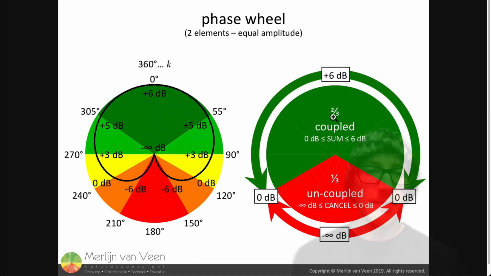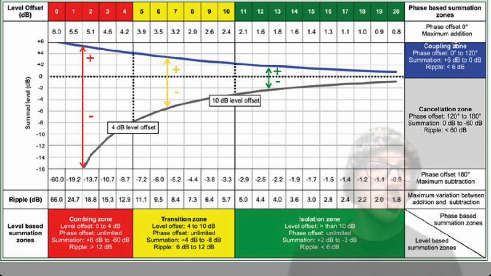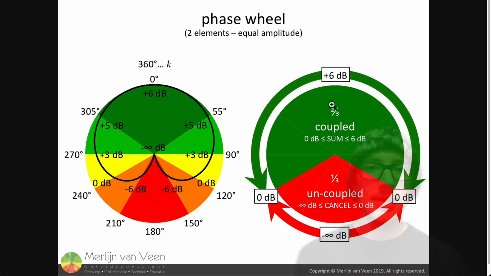Now, another way to look at this that I think is helpful is the phase wheel. This is from Merlin Van Veen's site. And so if we step back and just look at the macro shape of the phase wheel, we see that 2/3 of it is the coupling zone, and 1/3 is cancellation. So 2/3 coupling, 1/3 cancellation, aka uncoupled. So good news, right? So odds are that we're gonna land in the coupling zone no matter what we do.